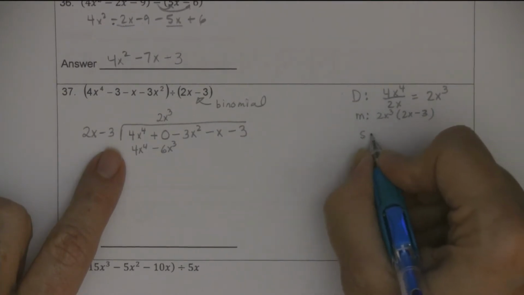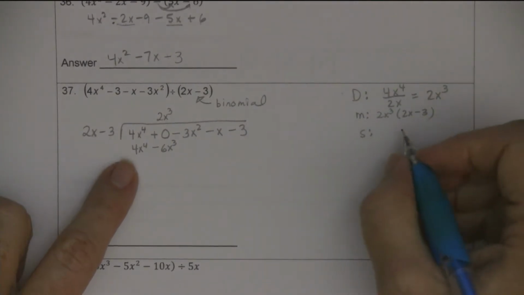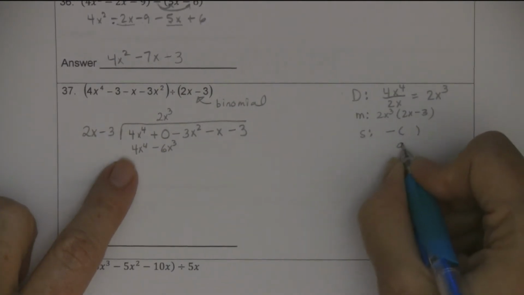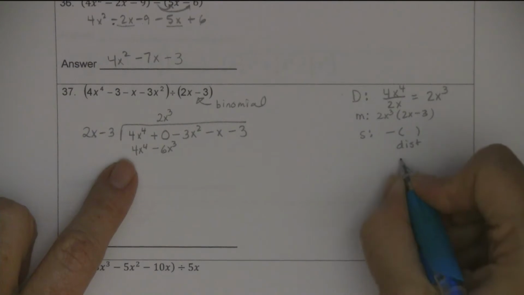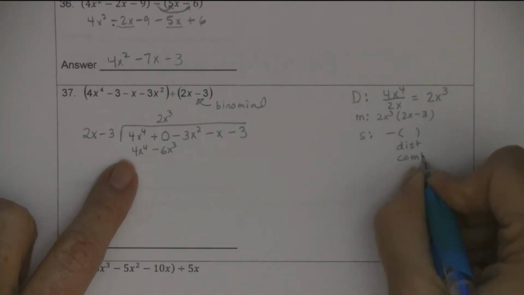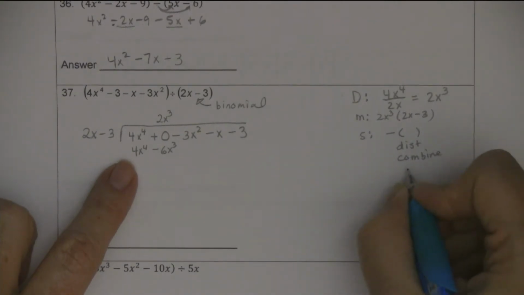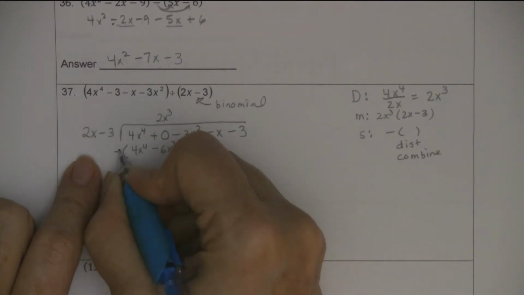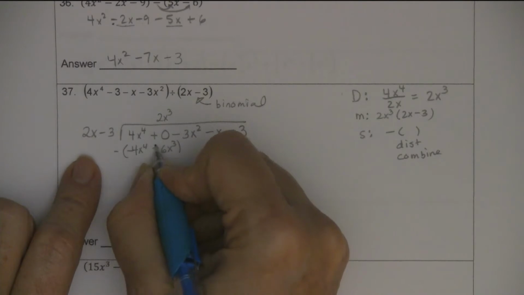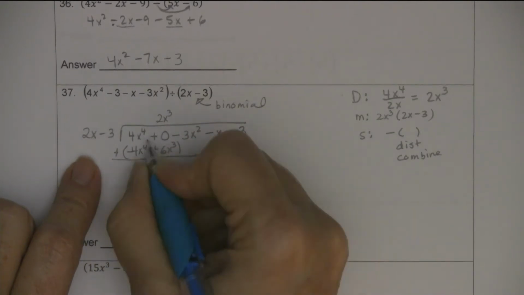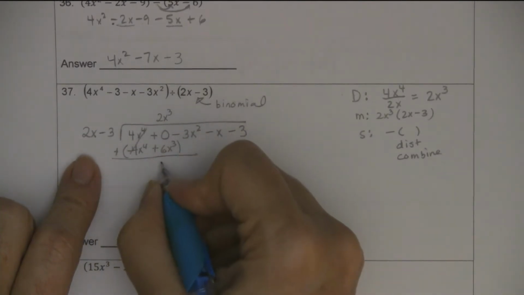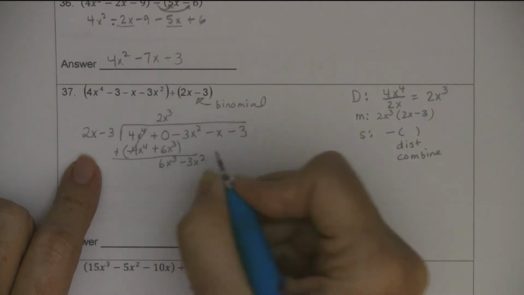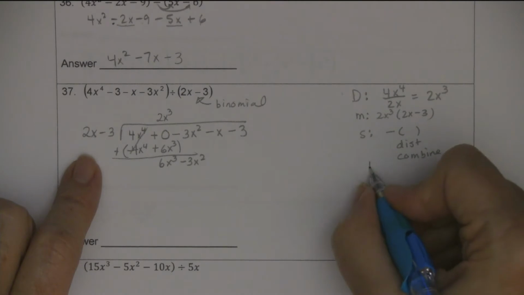Then subtract. The subtract step is really 3 steps. You have to put this, then you have to distribute what you just put there, and then you have to combine like terms. So I have to put this, then I have to distribute the negative, then I have to combine like terms. This made 0, this made 6x to the 3rd minus 3x to the 2nd. I brought down, right? B, bring down.